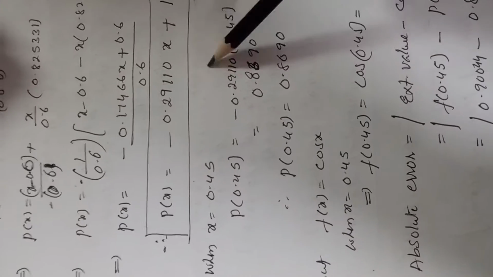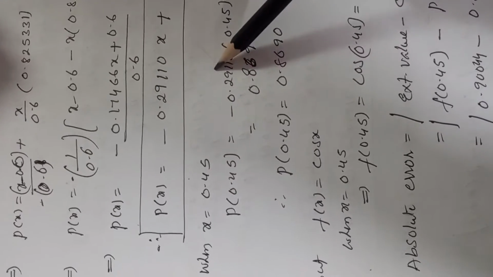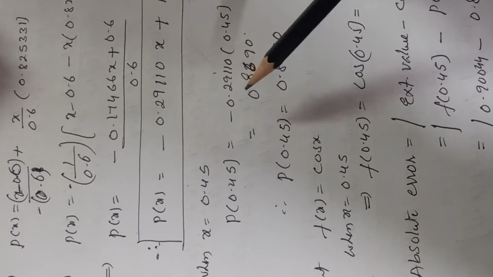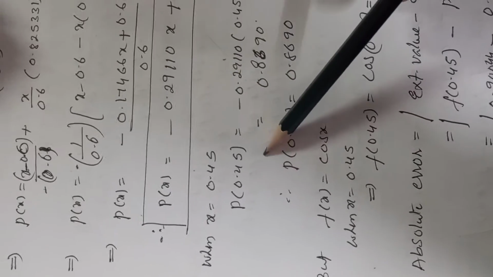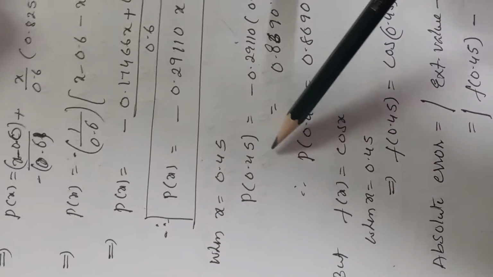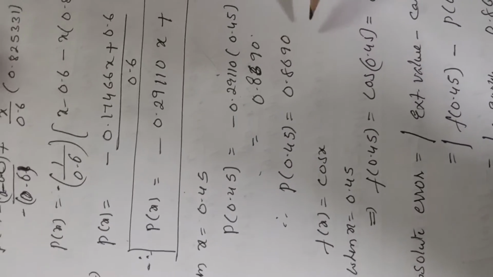What is the calculated value? Calculated value means by using Lagrange's interpolating polynomial, we have to calculate the function value at x equal to 0.45. Put x equal to 0.45 in this case. P(0.45) is equal to 0.8690 something.